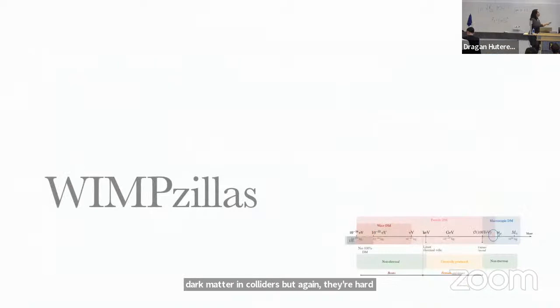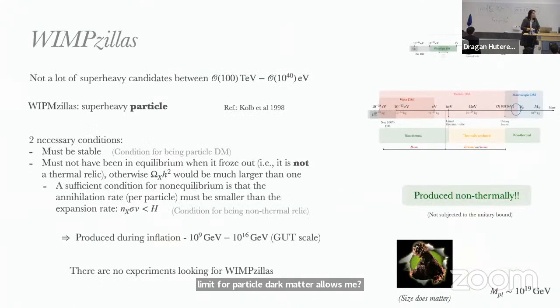What if I go to a higher mass than what my thermal limit for particle dark matter allows me? And then we have WIMPzillas. So WIMPzillas are basically super heavy candidates for dark matter. They were proposed by Kolb and collaborators in '98. And they're basically just super heavy particles. They must be stable, of course, to be particle dark matter. And they must be produced non-thermally. Again, remember that the unitarity bound here is a bound for the particle dark matter that is produced thermally. So I can produce super heavy particles.